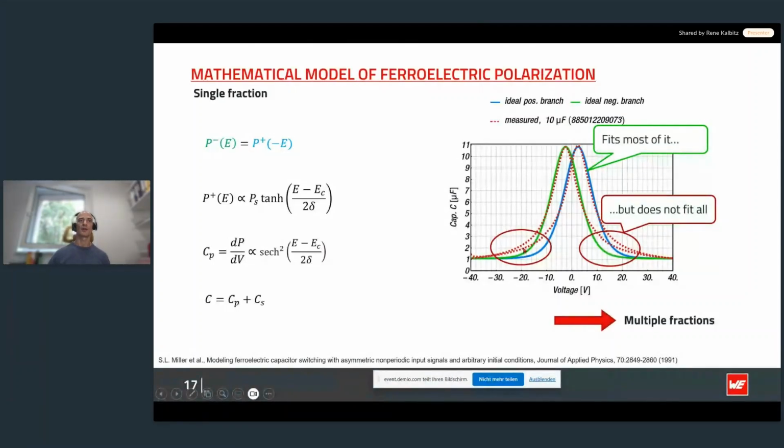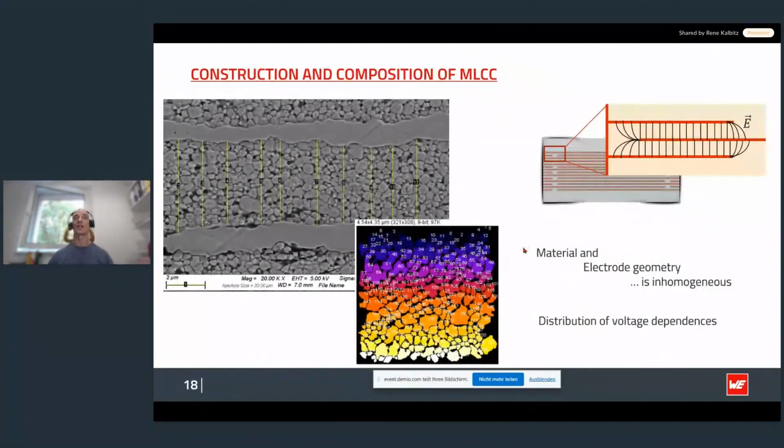Possible origins for this discrepancy could be that we actually have multiple material fractions, as shall be discussed on the next slide. Here, as mentioned before, MLCCs do actually consist of a distribution of differently sized grains. It is not a homogeneous material. The multilayer electrode geometry is also not homogeneous. As indicated by the thin yellow lines, the electrode distance is not perfectly constant.